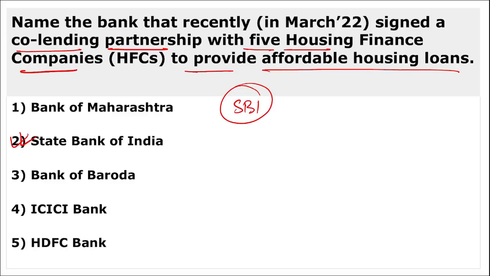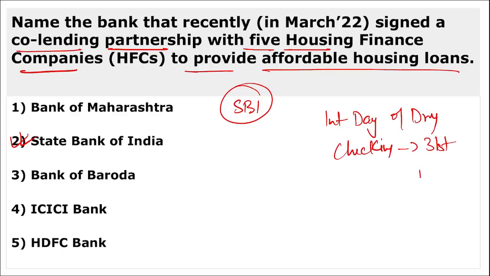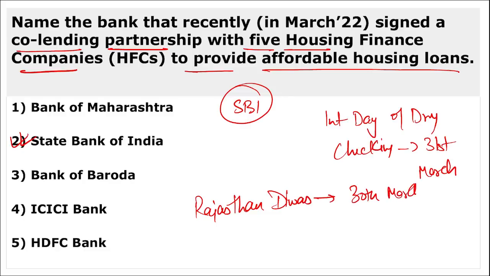All right. Then apart from this, if I ask you some important days. First of all, tell me, when do we observe International Day of Drug Checking? It is observed on 31st of March. Then apart from this, if I ask you, when do we observe Rajasthan Divas? Rajasthan Divas is observed on 30th of March.